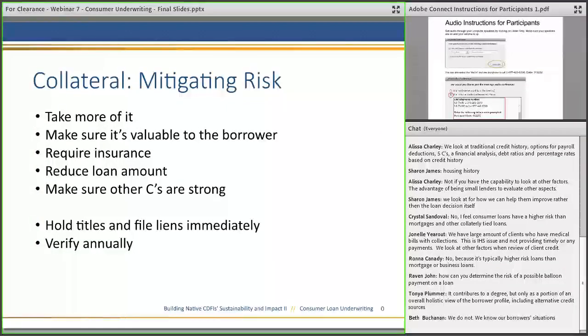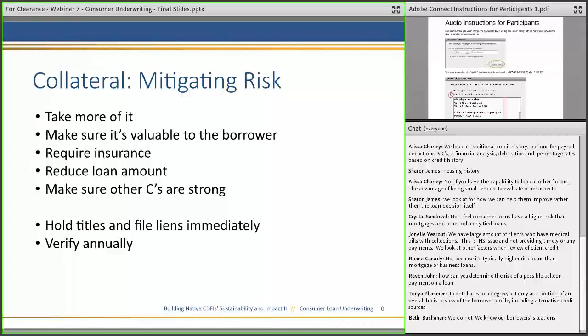So, mitigating your risk with collateral. If they're getting a loan for $10,000, I always try to secure it with more than $10,000 in collateral. Make sure that it's valuable to the borrower. If they bring in the title to a car that's sitting in their barn that they never use, and you were to repossess it if the loan went bad, it might not be of any value to them. Because it's just sitting there, it might not mean anything to them, so they're more likely to default because they don't really care about that particular collateral. Require insurance and make sure you're checking on that insurance.